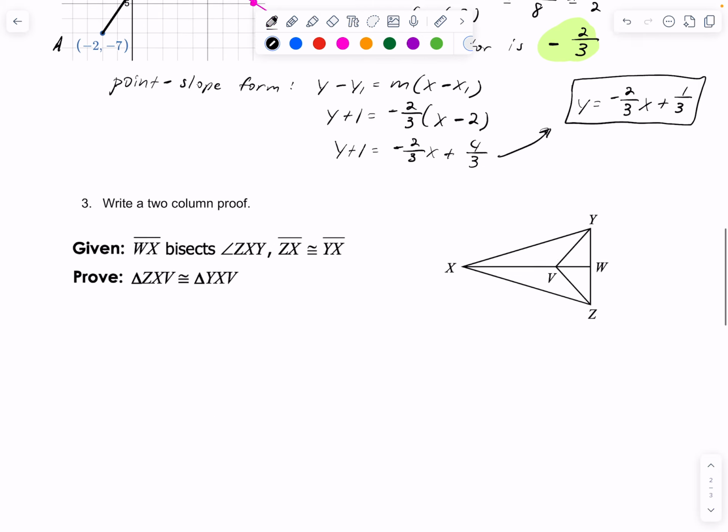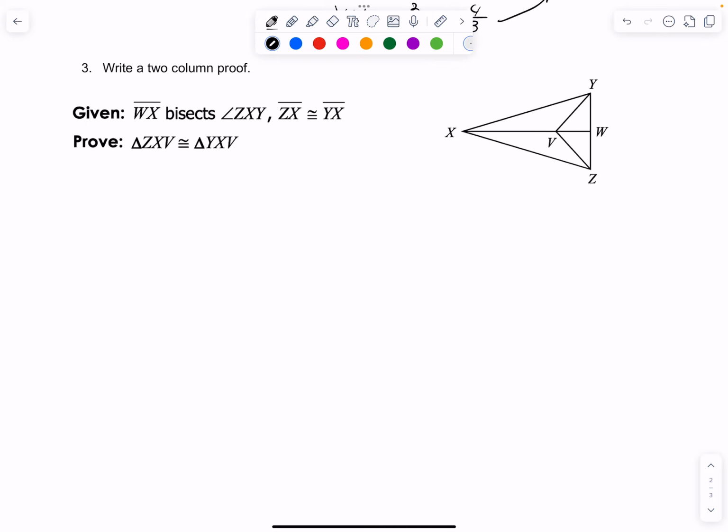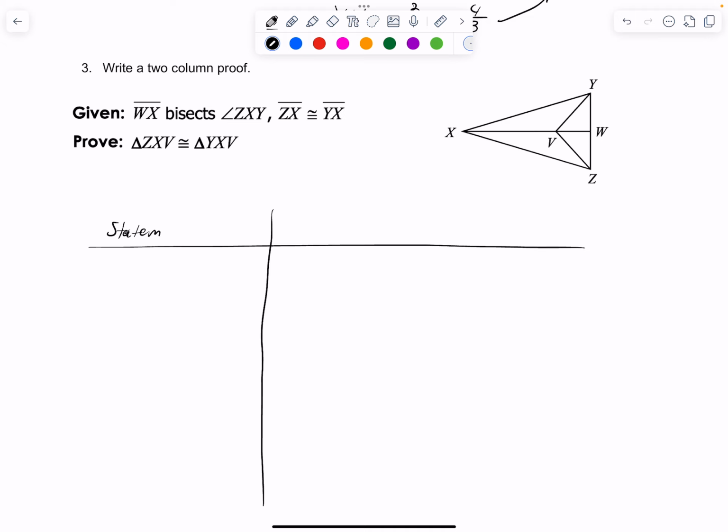Okay, let's do our last one, which is a 2-column proof. All right, so I'm going to make my 2 columns here. So I've got my statements, got my reasons or justifications. Starting with my givens, I have WX, that segment bisects angle ZXY, that is given. Then I have segment ZX is congruent to segment YX. I'm going to go ahead and mark that on my figure here. So ZX right here and YX are going to be congruent.